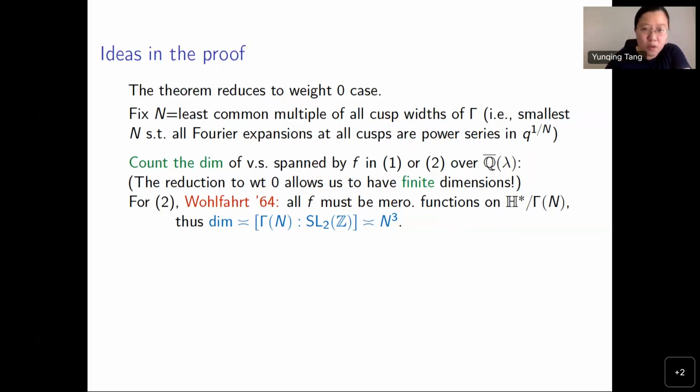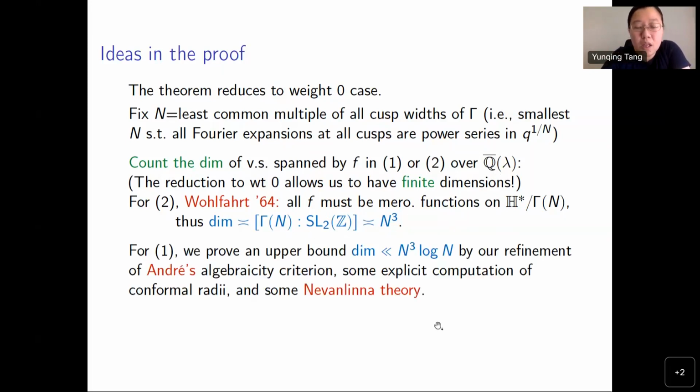So what happens to 1? That's one of the key ingredients: we are going to introduce one way to bound the dimension of the vector space spanned by modular forms in 1, namely those with bounded denominators. It has 2 steps. I'm going to present our refinement of Andre's algebraicity criterion, which will give us a dimension bound formula. And in order to compute the formula, one can explicitly compute something called conformal radii, and use nonlinear theory to get this bound.